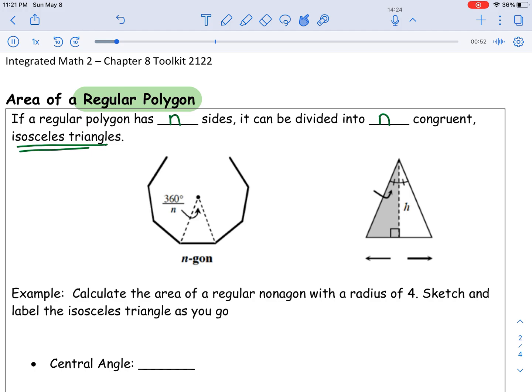If you look at this first picture here, I've drawn a pentagon. You'll notice I specifically haven't finished the top because we don't know for sure how many sides we have. But I do know a couple things. I do know that the distance from the center of my polygon to one vertex is called the radius.